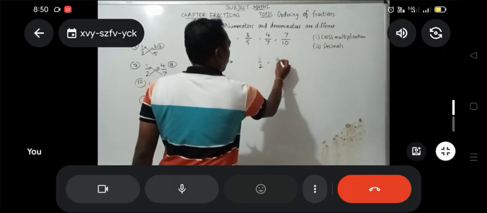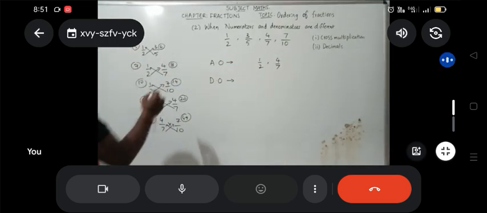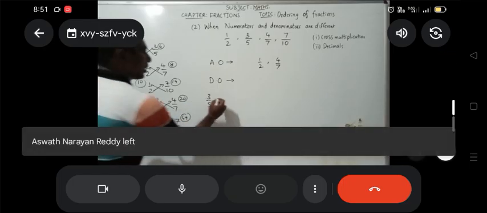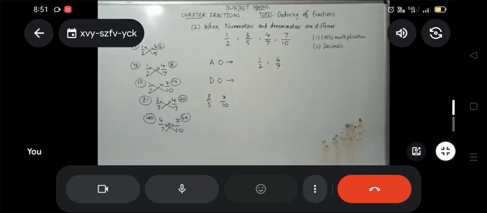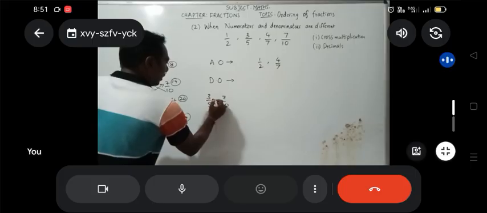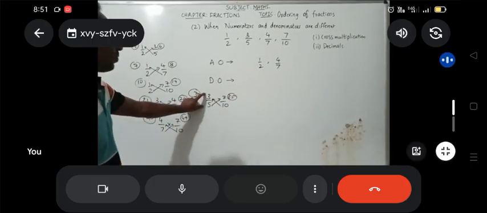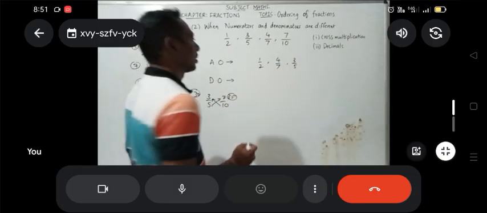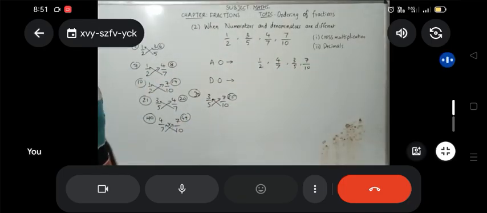Now write 4 by 7. Now only 3 by 5 and 7 by 10 are left. 3 by 5 and 7 by 10. 3 tens are 30. 5 sevens are 35. See, 3 by 5 is smallest. 3 by 5. Next, 7 by 10. See, once you get the ascending order, you can write it in the descending order.